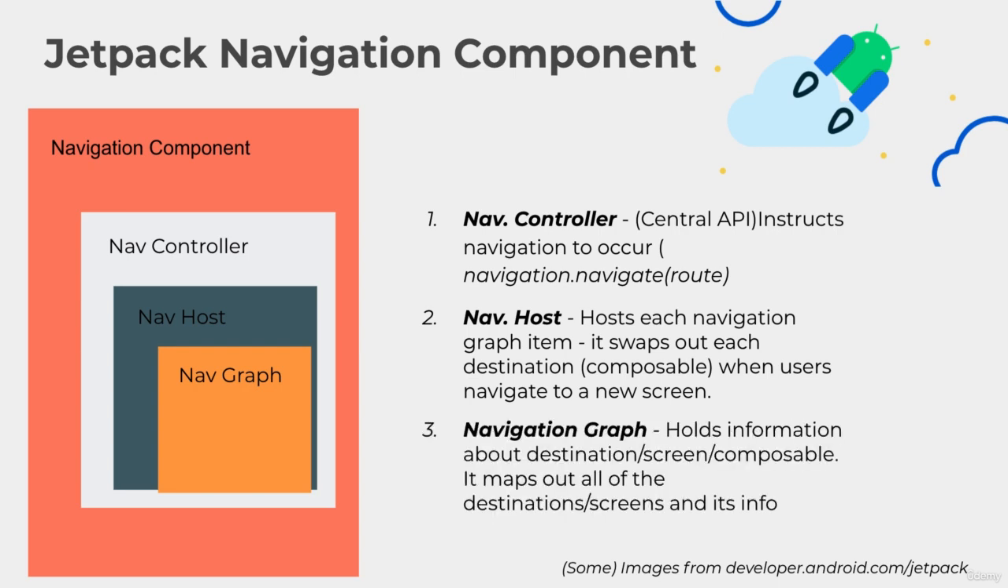The navigation graph holds information about destinations or screens or composables. It all means the same thing. Essentially, the navigation graph is a graph containing all these nodes, being the actual destinations, which in this case could be composables, activities, or fragments, and so forth. Most importantly, these graphs have connections, and these connections carry information about the navigation.